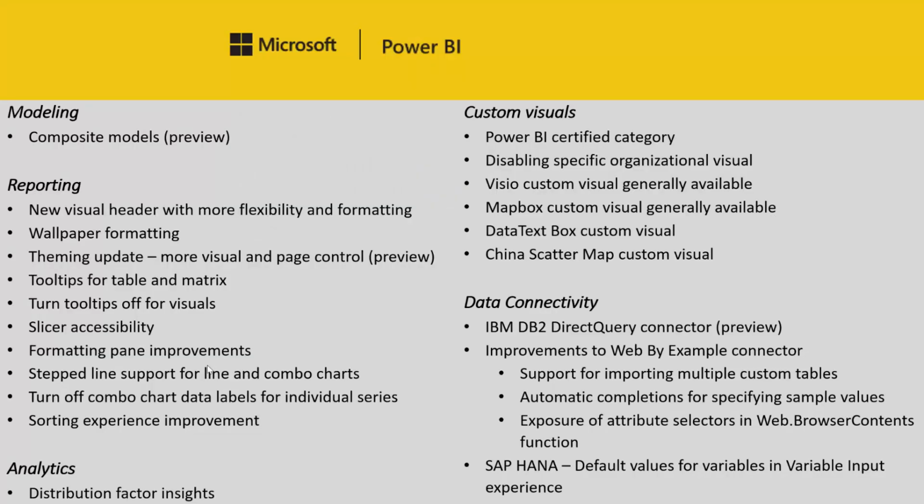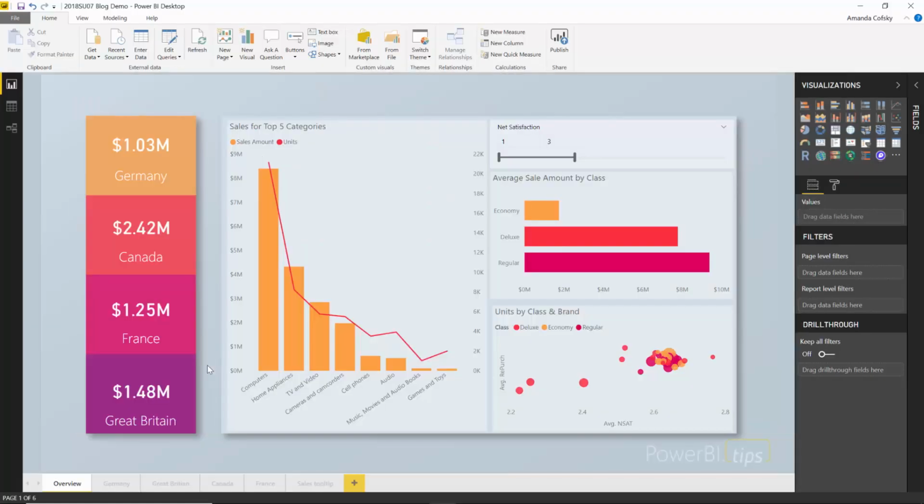We have a pretty exciting update for accessibility this month as well. This month we have added keyboard navigation and screen reader support for interacting with all of our core slicer types. So all of the slicers that come with Power BI by default. You can now change the slicer values, hear what's selected and what's not, all just using a keyboard and a screen reader. So let me flip back to my report, and you can see that I have a slicer here.